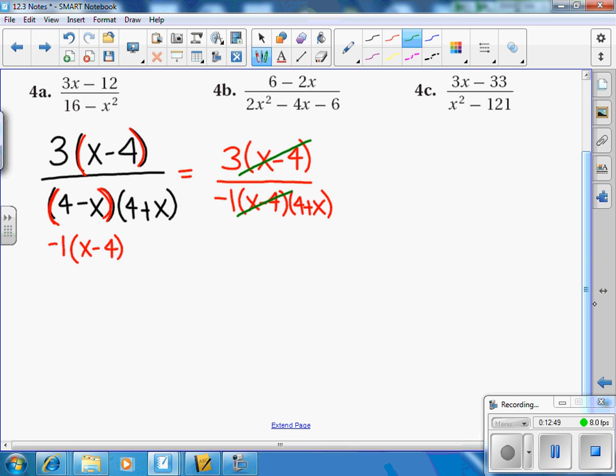And then we want to simplify our numbers. So 3 divided by negative 1 will give me negative 3 on the top. And then there's nothing else there. But on the bottom, I have this 4 plus x. Or we could write it as x plus 4. Either way.